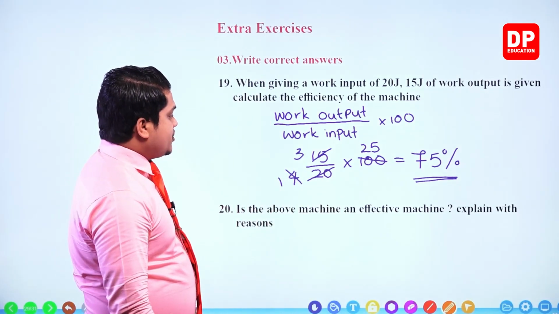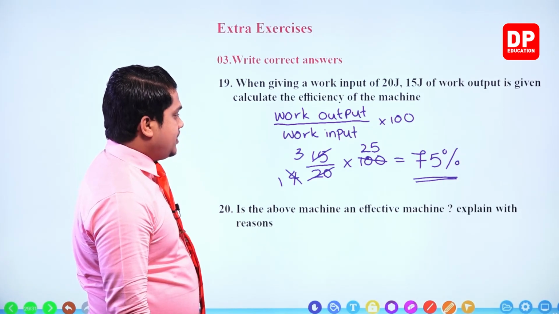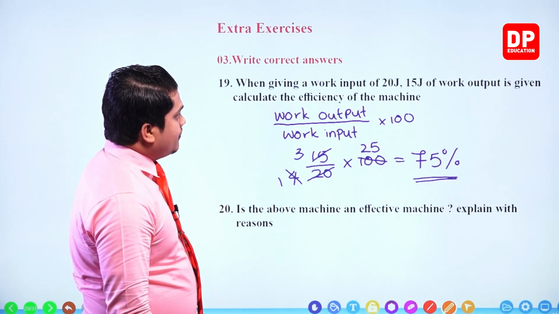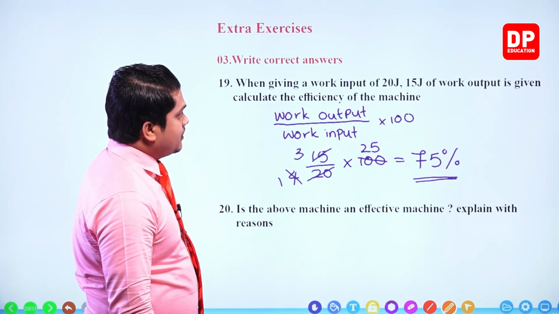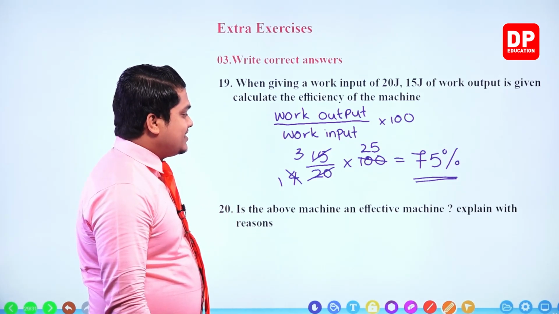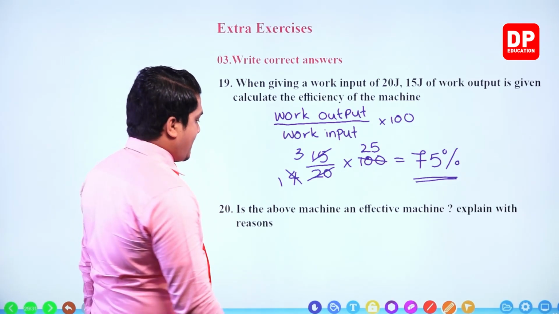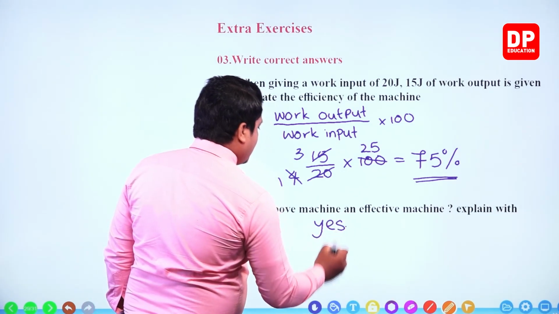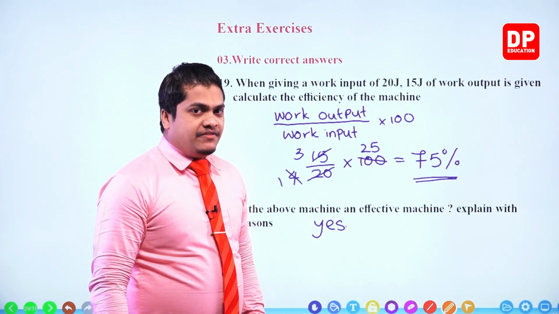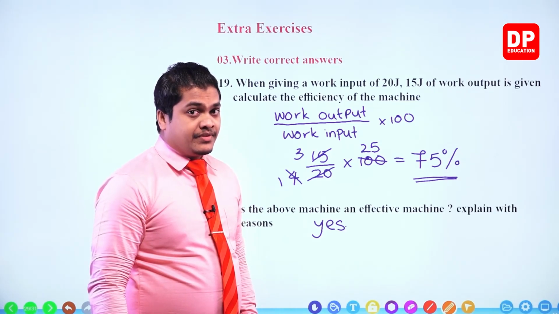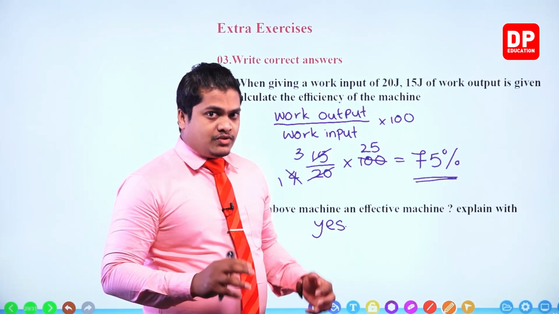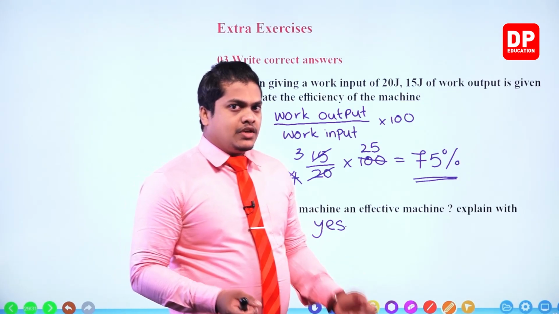Next one. Is the above machine an effective machine? Explain with reasons. So when giving a work input of 20 joules, 15 joules of work output is given. So the efficiency is 75. So the question is asking, is the above machine an effective machine? Yes. What is the reason for it? Because the efficiency is greater than 50%. If the efficiency is greater than 50%, my dear children, this is somewhat efficient. Somewhat efficient means the usage of this machine is somewhat efficient. It's good. So we can write the answer.